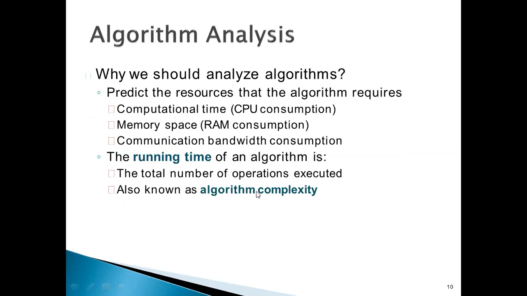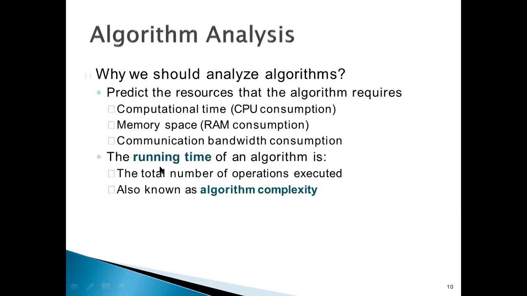So why should we analyze the algorithm? There are two factors: computational time and memory space. These are the two major factors for analyzing an algorithm, that is time complexity and space complexity. Time complexity means CPU consumption, the computational time, how much time is required to execute that line or instruction. Space complexity means the RAM, the memory space we are using. Communication bandwidth consumption is also very important.